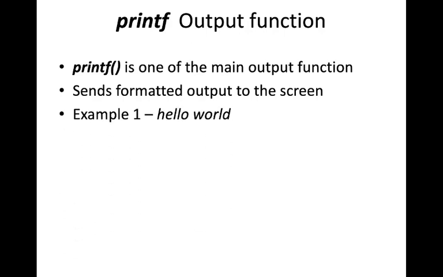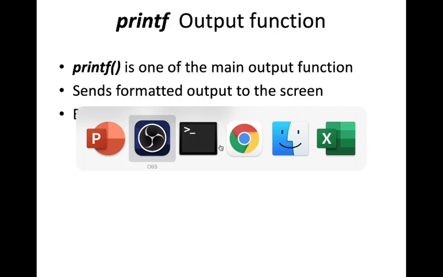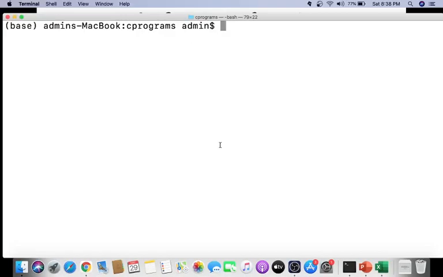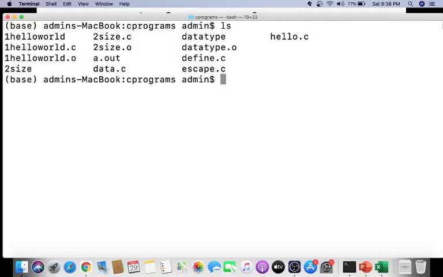So we'll see an example. We have already seen this hello world example. I will just show that example once more. Let me open that program. I have various programs. I'll take hello world.c, sorry, I'll take the hello program, hello.c.